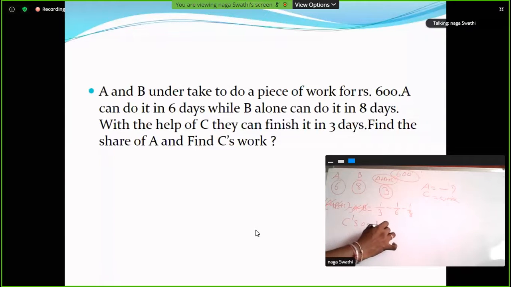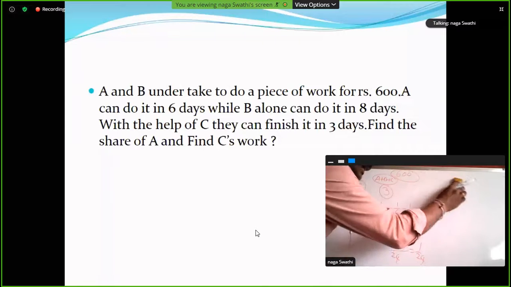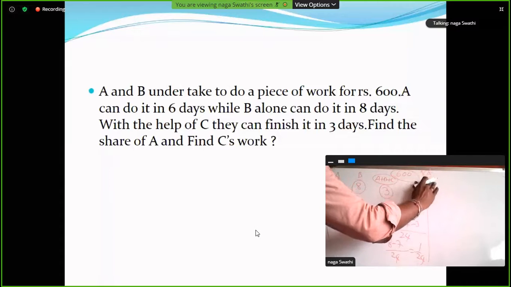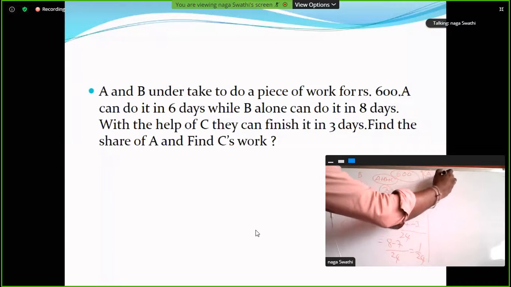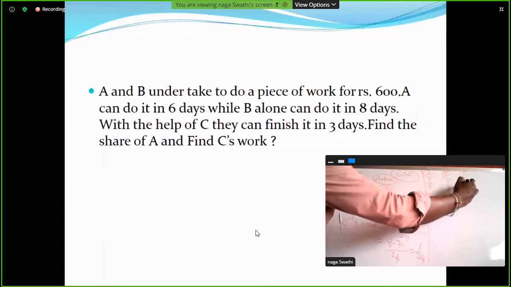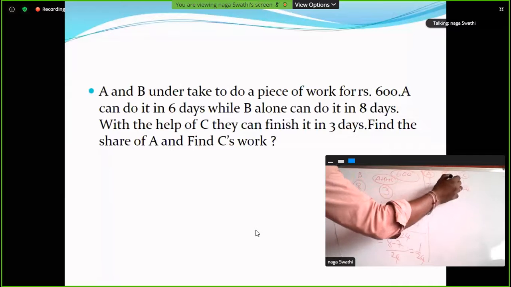C's 1 day's work is equal to, LCM of 3, 6, 8 is 24, right? 8 minus 7 by 24. So that is equal to 1 by 24. So C's 1 day's work is 1 by 24. A's 1 day's work is 1 by 6, B's 1 day's work is 1 by 8, and C's 1 day's work is 1 by 24.